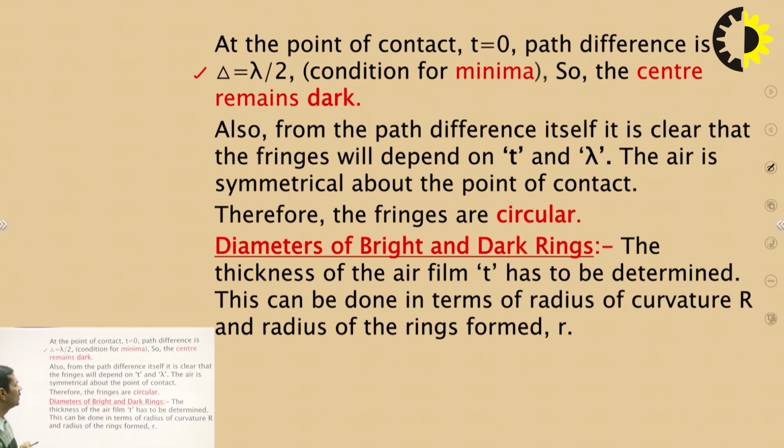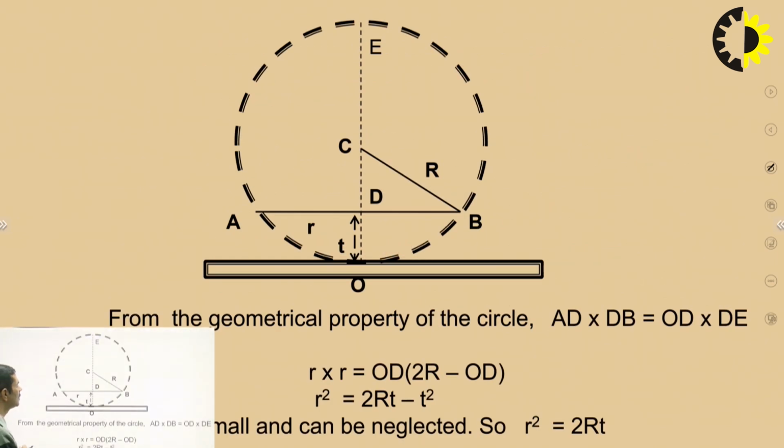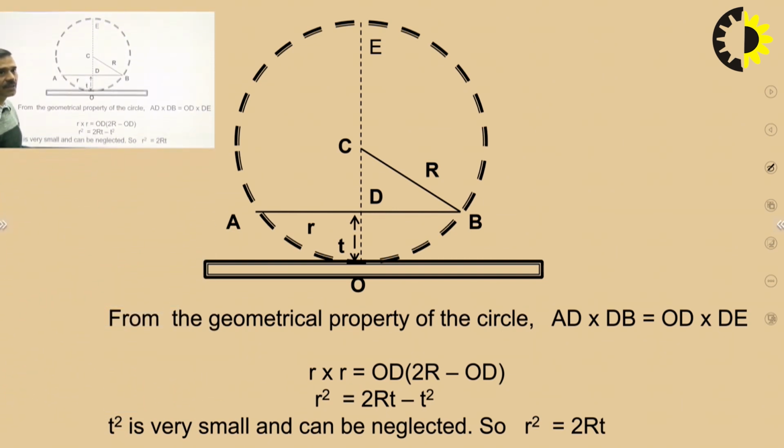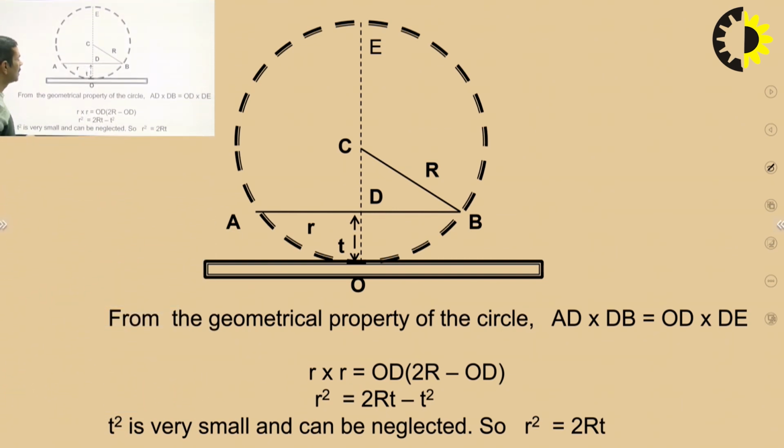Now for further discussion, we will find out the diameters of the dark and bright rings, and to do that we will complete this geometry. Here we can see this diagram. According to the diagram, we can find the diameters of the different dark and bright rings. Here we will use a geometrical property of the circle.